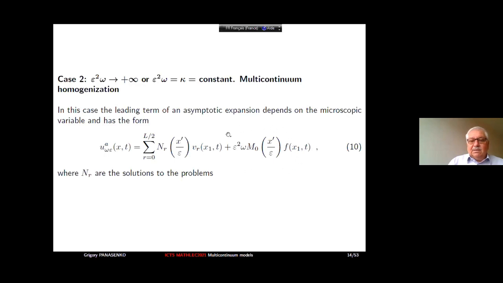The second term is epsilon square omega, so it may be very big, multiplied by the right-hand side, f, and multiplied by another function that is called m0. Now let us describe Nr, m0, and then what are Vr.